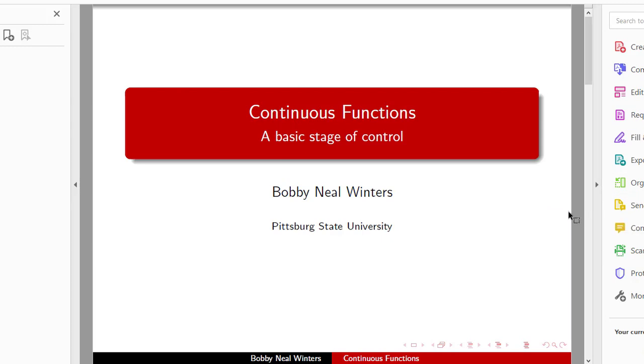In this lecture, we're going to learn about continuous functions, at least be introduced to them. There's a lifetime of learning about continuous functions. We're going to talk about them in terms of being a basic stage of control. When you learned about these in Calculus 1, you may have been told that continuous functions were the ones that you could draw their graph without picking up their pencil. Well, that's not quite right. Let's get into the nuts and bolts of it.